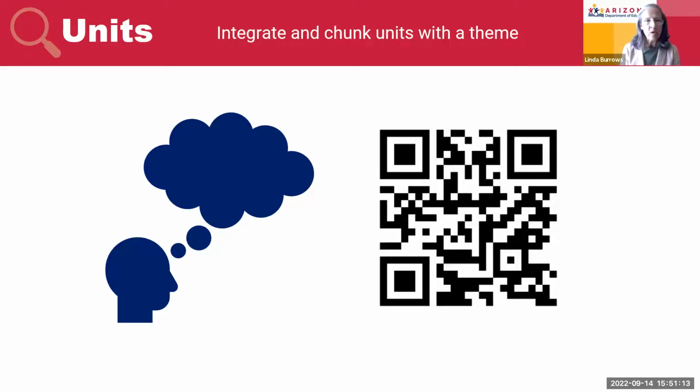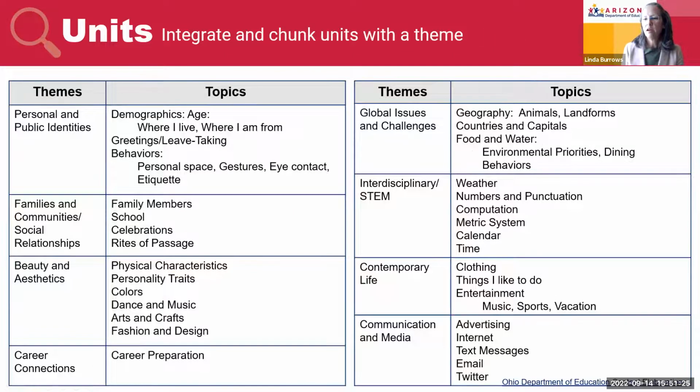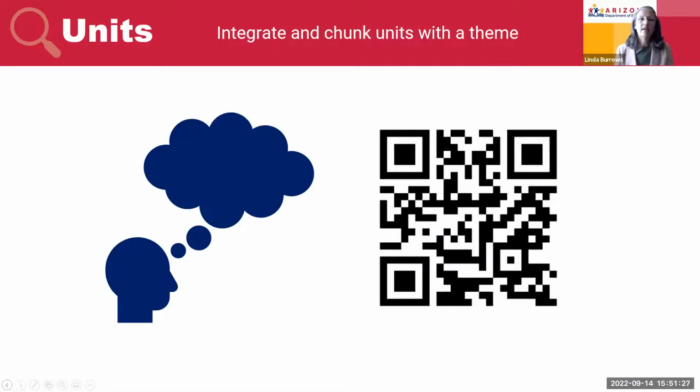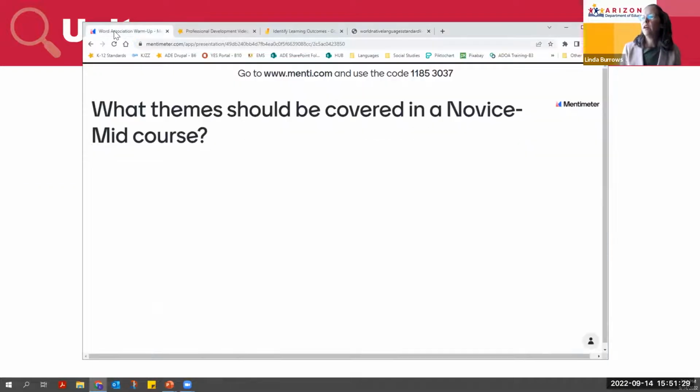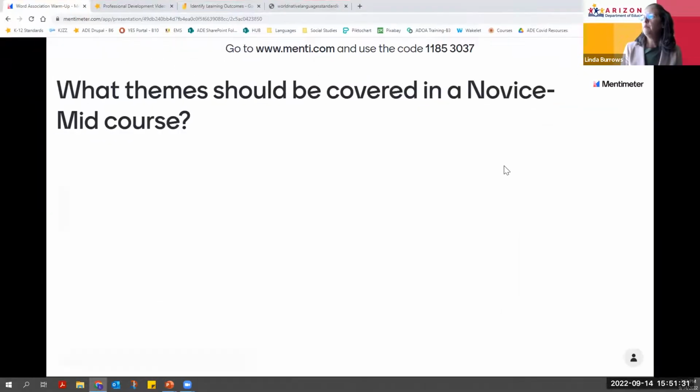If you have your phone handy, you can scan that QR code and type it in for a Mentimeter. I've been yammering on for a while, so let's brainstorm what might be some great themes for you. I'll pull this up. You can also go to menti.com and type in that code, and then type what words or themes you think would work well in a novice mid class.